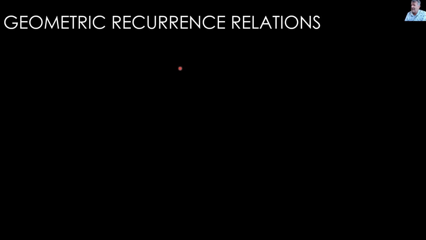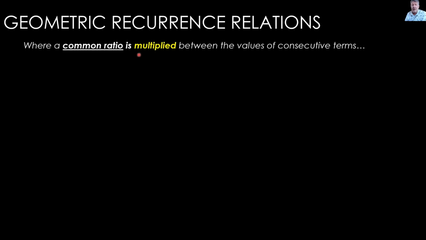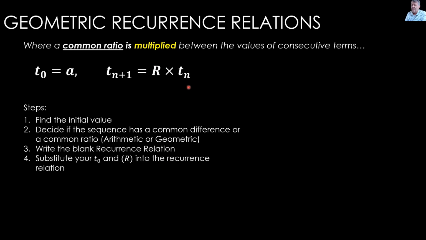All right, geometric recurrence relations. Now, remember that arithmetic is add, geometric has a common ratio which is multiplied by consecutive terms to get to consecutive terms. So it looks slightly different. T0 equals A, then the next term equals the common ratio times the current term. Same steps apply. Exactly the same.